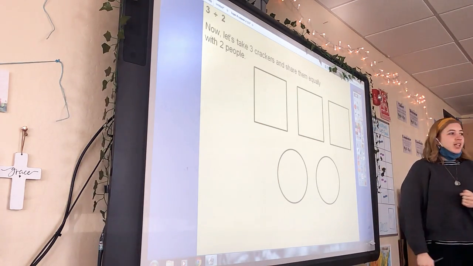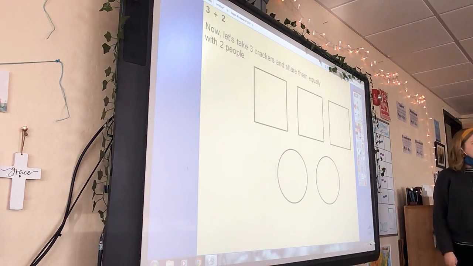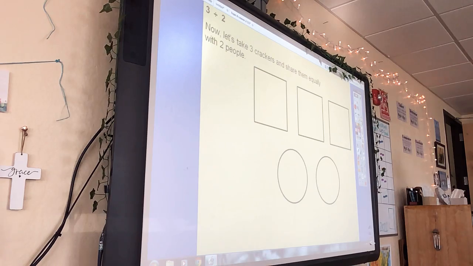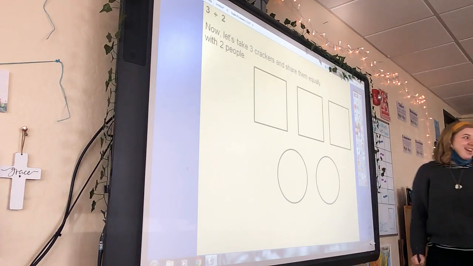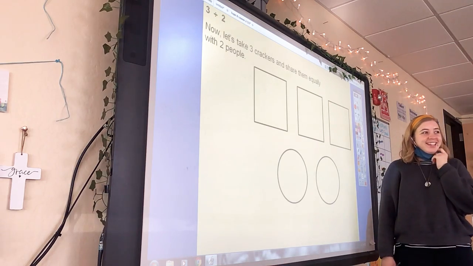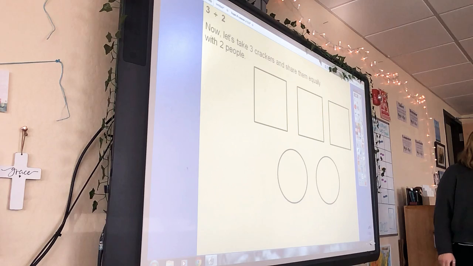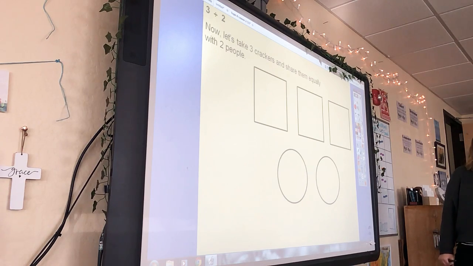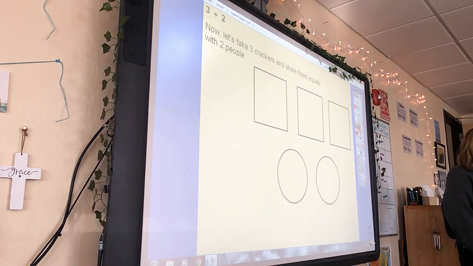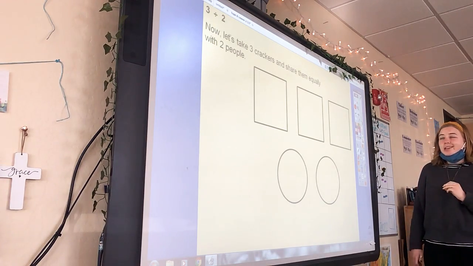Now, we have 3 crackers, and Mika kicked Luke out of the party. So now it's just Mika and Brooks. Mika's like, you know what? Just me and Brooks are going to share these crackers. Now we have 3 crackers to share between 2 people. So 3 crackers that Mika and Brooks are going to share.